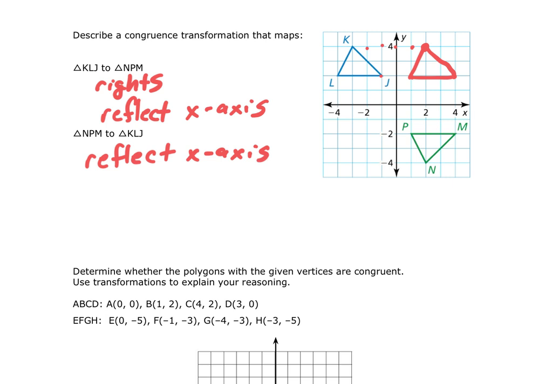Now, what would I do to move from the red one back to the blue one? Left 5, okay? We got to go the opposite of what we did to start with. So I could go either direction. Will you have to do both of those? Not necessarily, but we're just showing you that as I move it, I can go from one to the other, and it doesn't matter which one I start with.